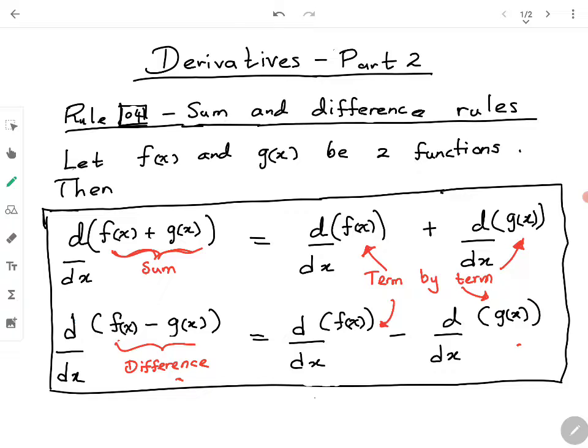And these rules can be extended to more than two terms. So if you have three functions, these are valid for three functions, four functions, five functions, any amount of terms. So also you can mix up the two rules. So here I mixed up the sum and the difference rules. So you have three terms, and the middle one you have a difference, and here you have a sum. So you can mix up the two rules. I will explain these rules through some examples next.